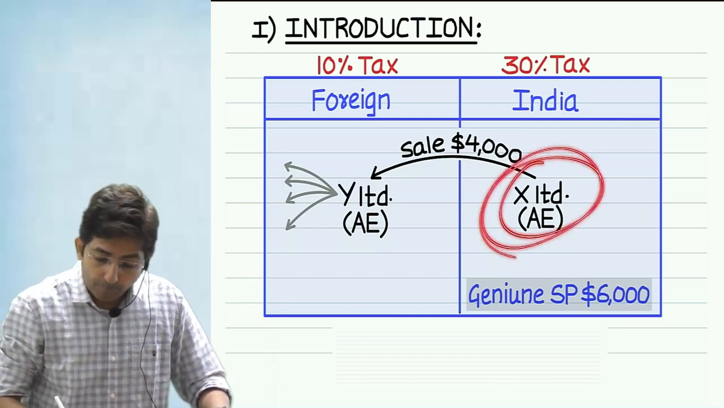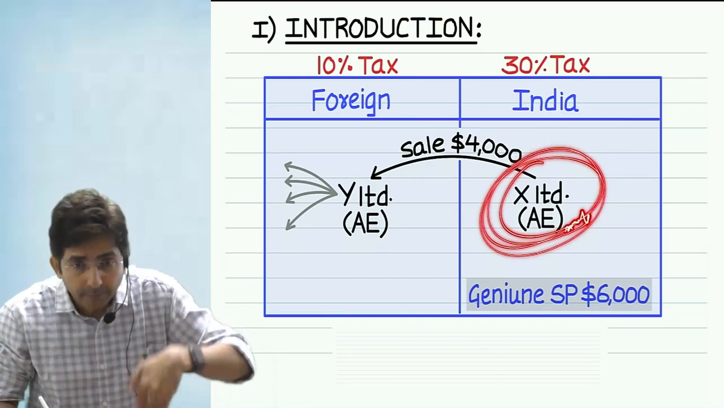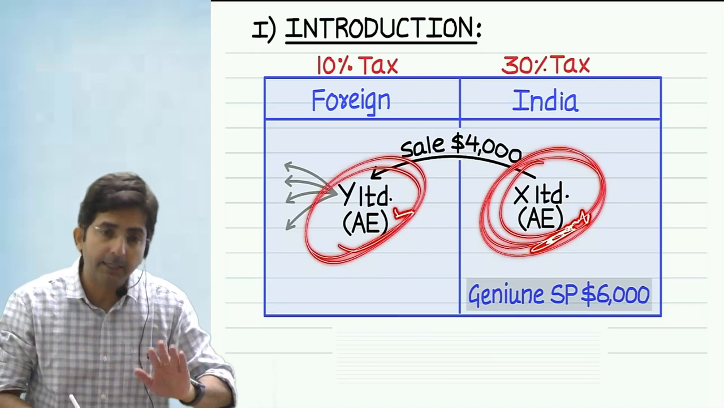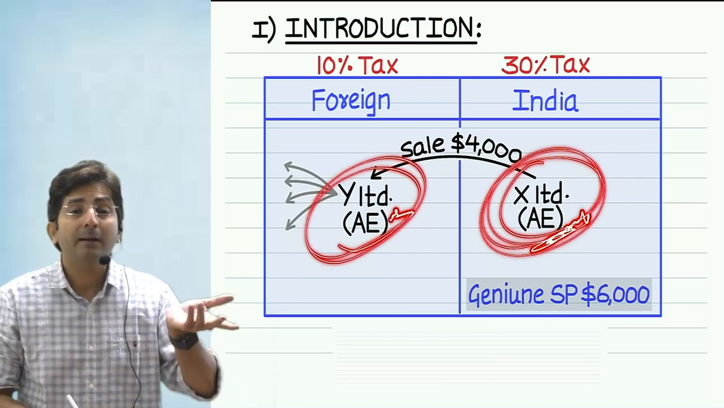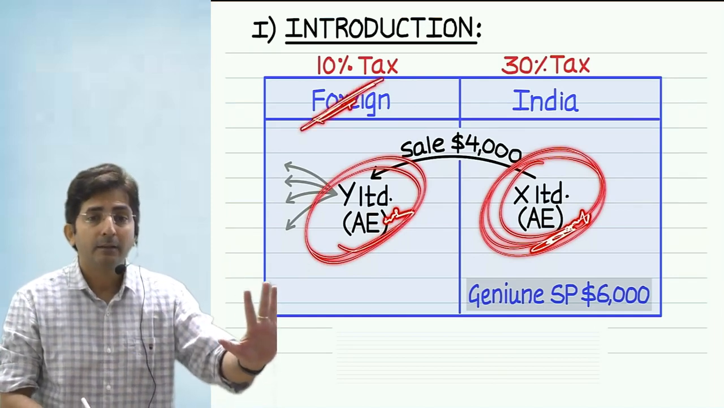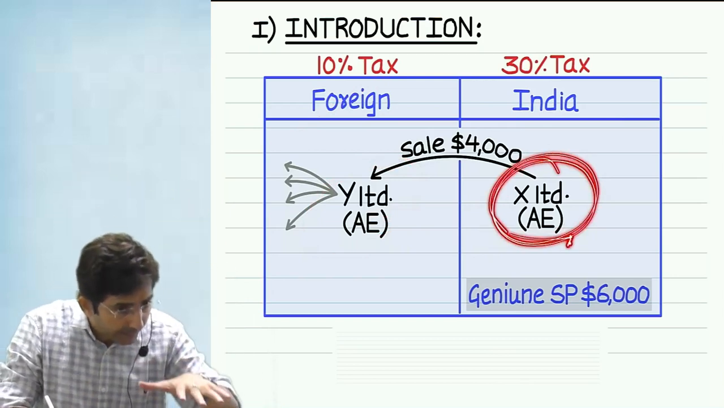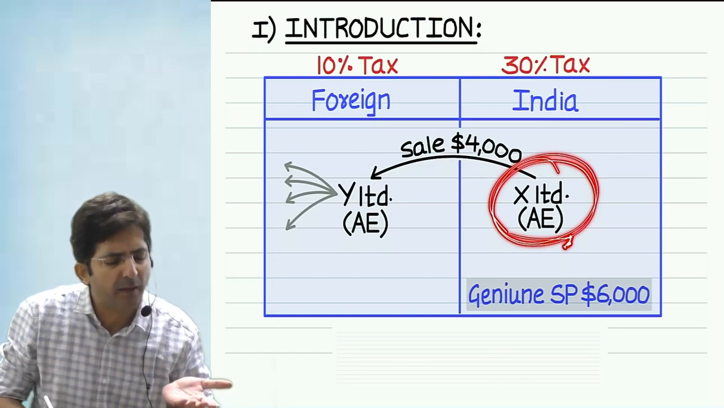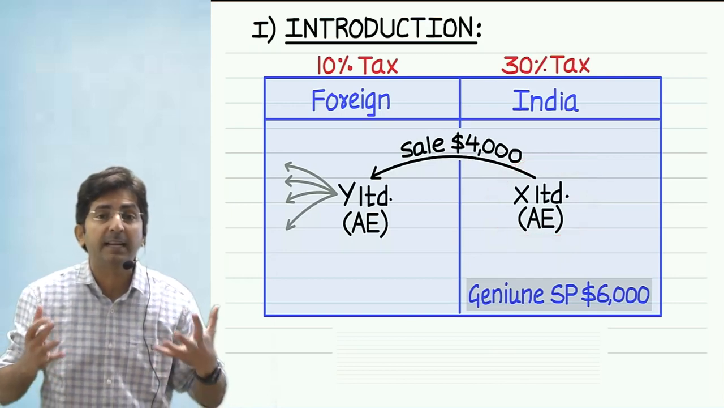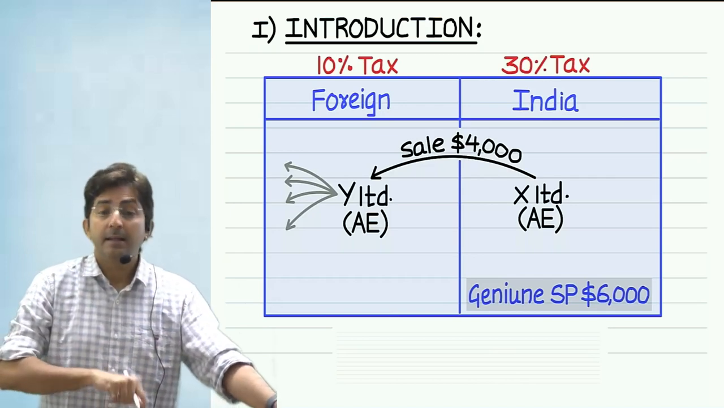So if my profit, meaning X, reduces by $2,000, obviously Y Limited's profit will increase by $2,000. But in Y Limited's country, the tax is only 10%. So in short, X can reduce the tax by 30%, but Y's tax will increase only by 10%. So there is a difference of 20% where X Limited is getting the advantage. This is the cheating adopted by X Limited.